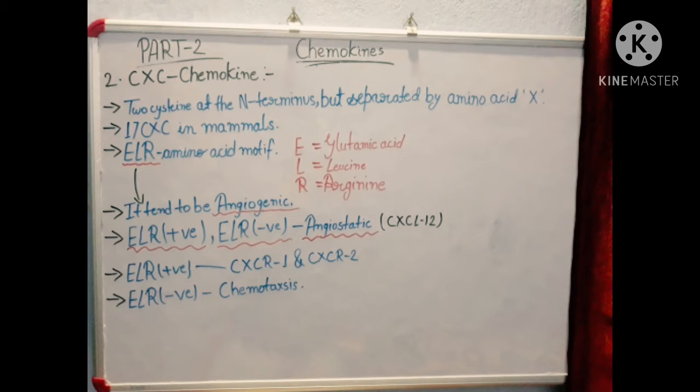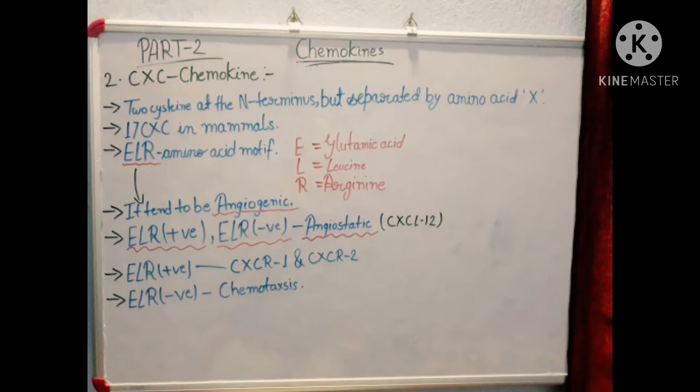There are 17 CXC chemokines that have been identified in mammals, and they are divided into two main groups. The CXC chemokines containing the ELR amino acid motif tend to be angiogenic, whereas ELR negative CXC chemokines are mainly angiostatic, with CXCL12 being a possible exception.